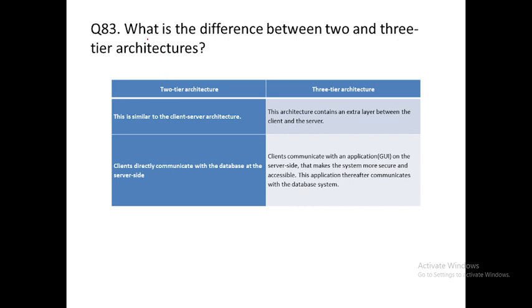Next question: what is the difference between 2-tier and 3-tier architecture? In 2-tier architecture, this is the client-server architecture, where the client directly communicates with the database at the server side. In 3-tier architecture, there is an extra layer between the client and the server. The client communicates with the application on the server side, which makes the system more secure and accessible. This application thereafter communicates with the database systems.